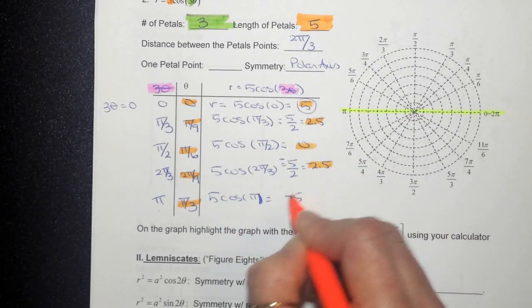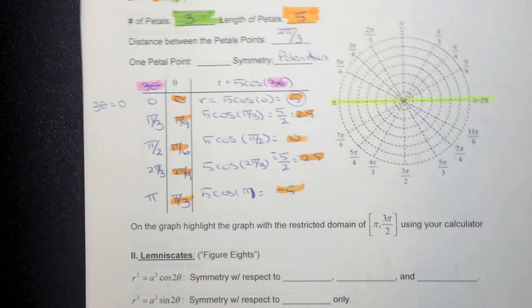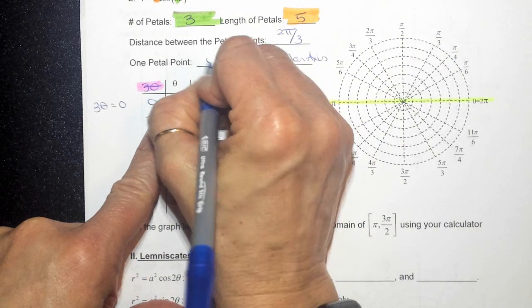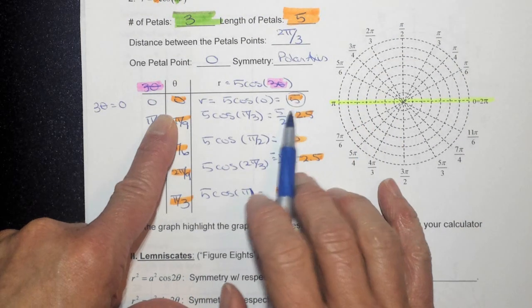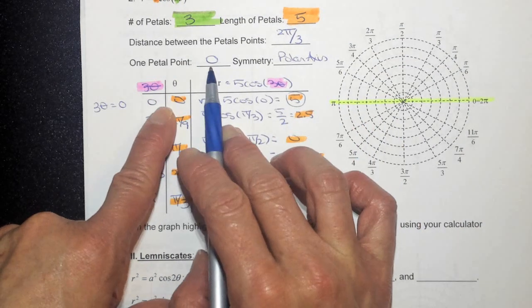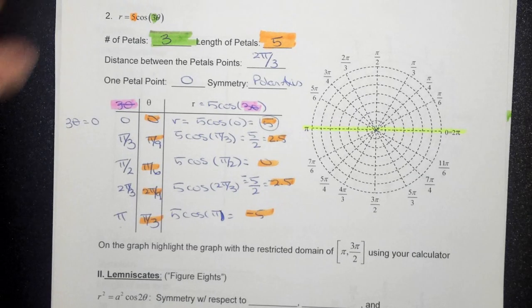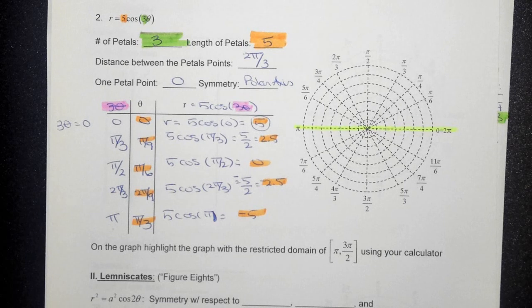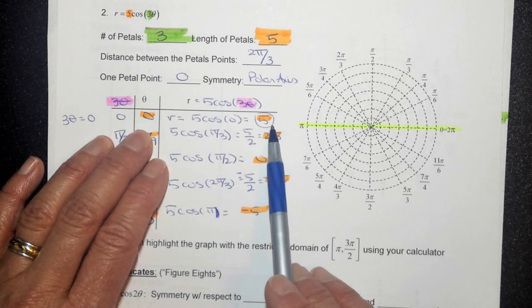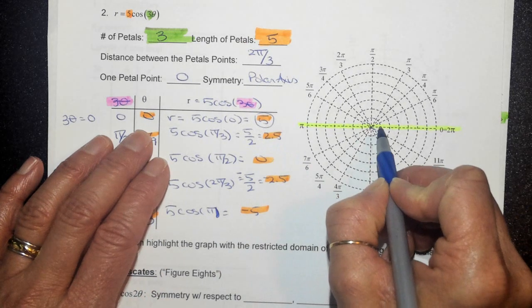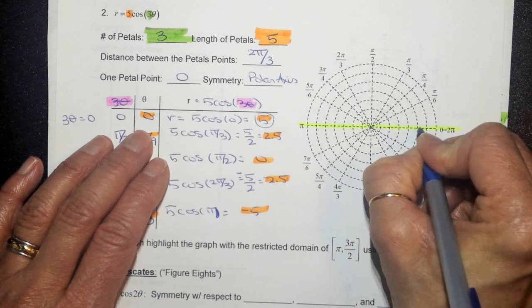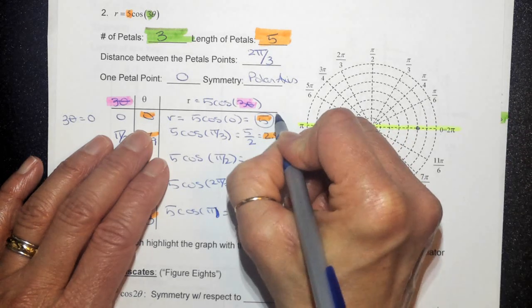And we also, like I said, found our pedal point, which is at 0, because this is the length. So you write the angle, or theta, where it occurs. All right, so now what we want to do is start plotting. We're at 0, we're going to go out 5. So this is 1, 2, 3, 4, 5. Plot right here. This one's done.